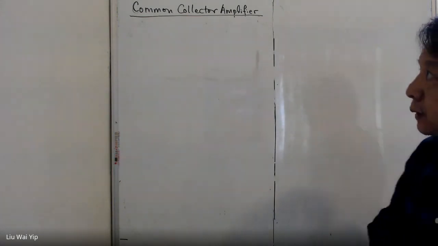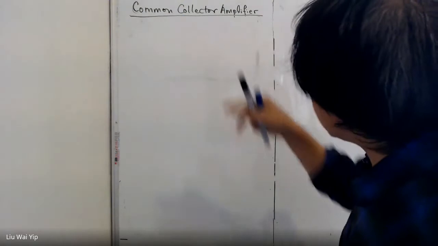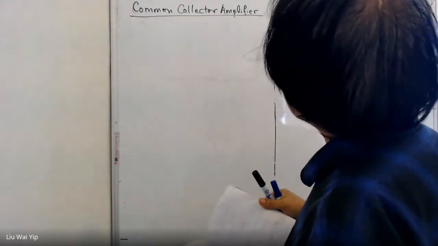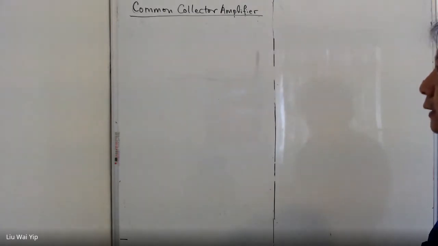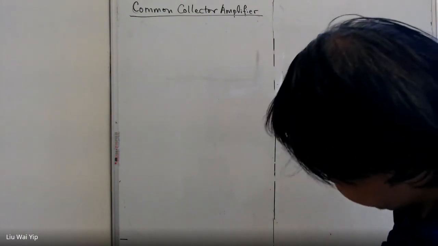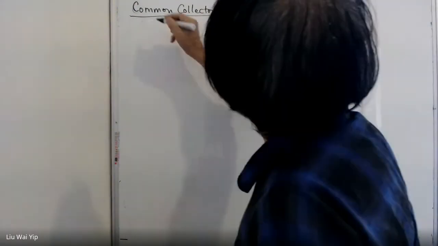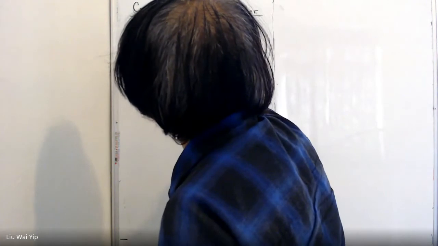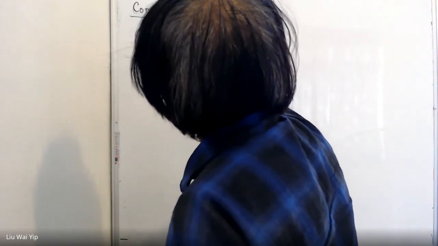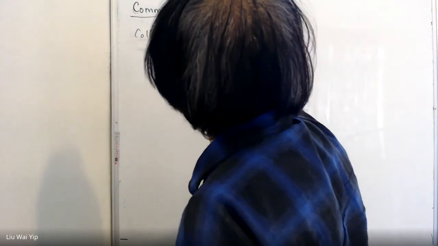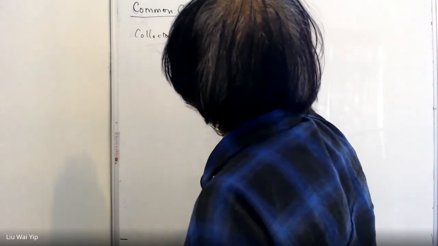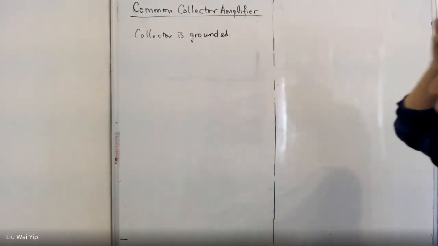Hello everyone, this video is about the common collector amplifier. A common collector amplifier means the amplifier has its collector terminal grounded. I will write down the important point here: collector is ground. It can be AC ground.